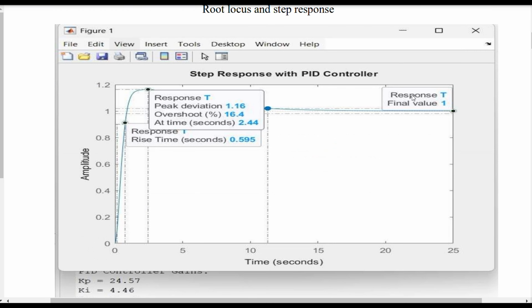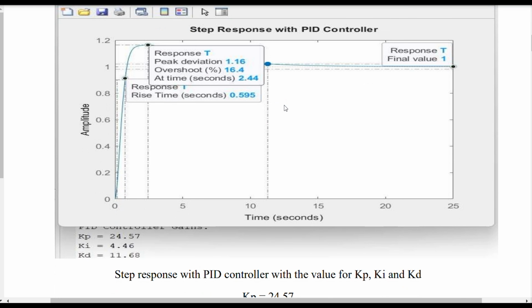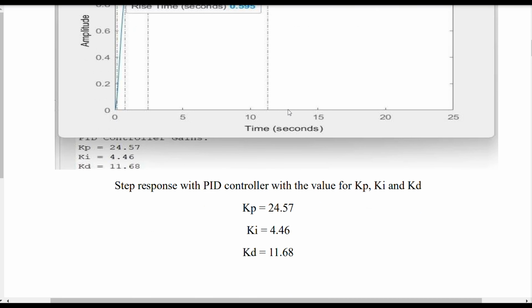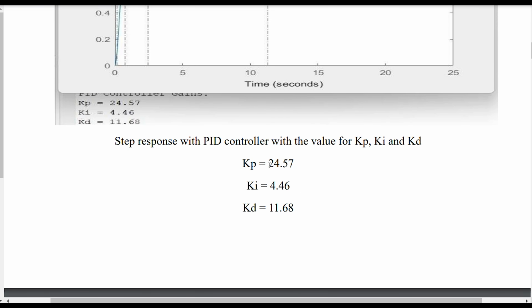Then we move to the PID controller. This is the step response after we apply the PID controller. We can see here the overshoot is 16.4 and the rise time is 0.595. Then we can find KP, KI, and KD. The values are here. KP is 24.57, KI is 4.46, and lastly KD is 11.68.